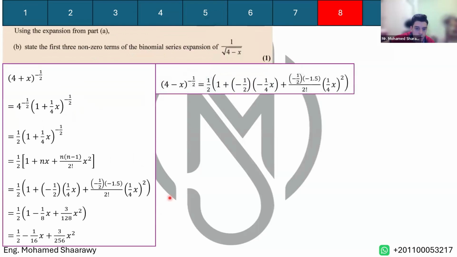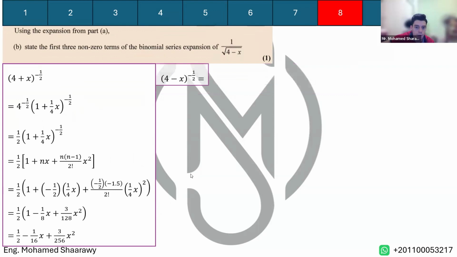Now in part B, it wants me to get the first 3 non-zero terms, but for this expansion, it's a 1 mark question. Since it's a 1 mark question, it does not require all these steps I did in the first part. I just showed it in front of you in order to see what is the simple change that I can do to get my answer.